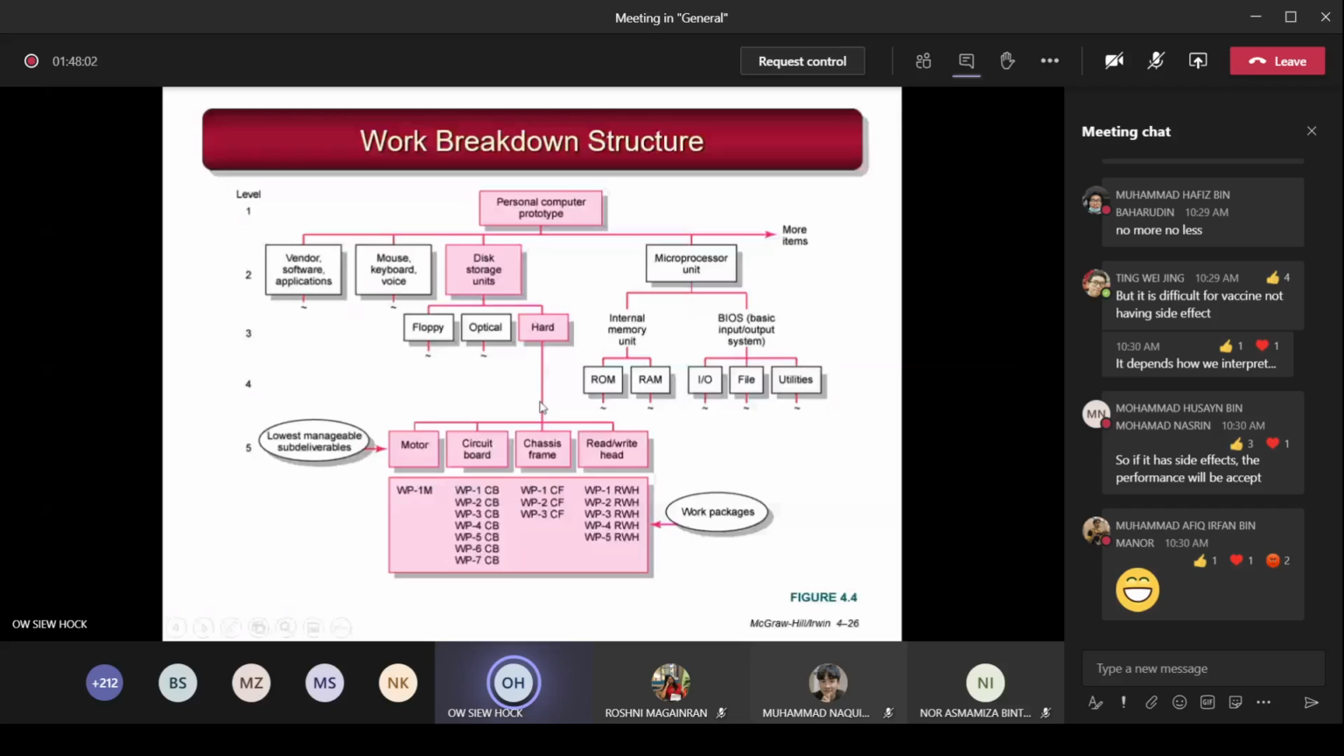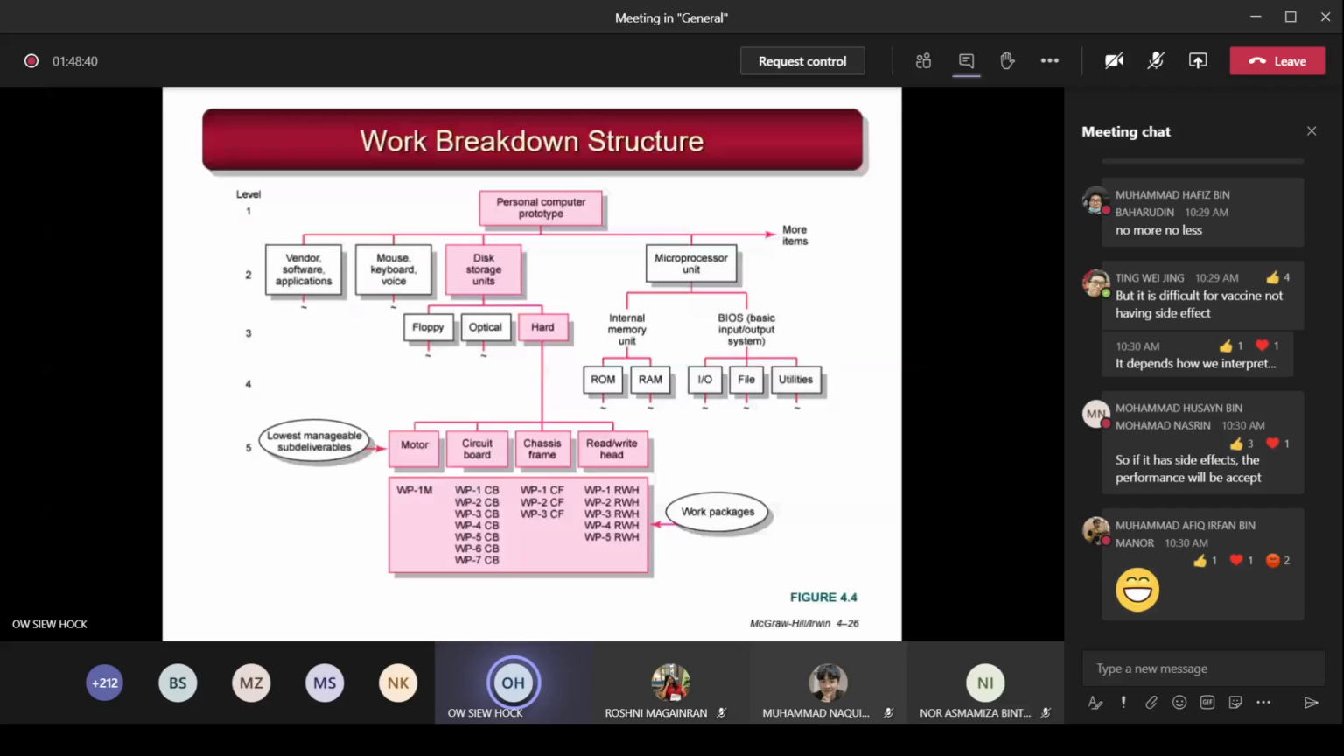Now under this hard disk here, let's say you want to build this hard disk. It consists of the motor, the circuit board, the chassis frame, and the read-write head. So you break these down. Let's say you come to this level, you break down some more. The lowest level is called the work packages. The work package under motor is WP-1M. For the circuit board, there are 1, 2, 3, 4, 5, 6, 7 work packages. Under chassis frame, you've got 3 work packages. Under read-write head, you've got 5 work packages. This level is the lowest level, called work packages. The level before this is called the cost account level. Okay. You will cross with the organization. So you can see how it looks.